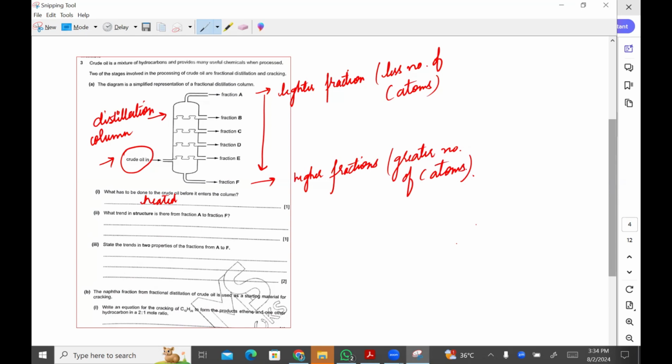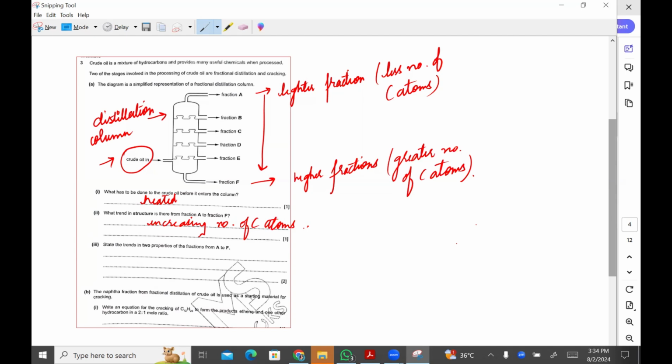So, what trend in structure is there from fraction A to fraction F? Yes, what is the trend in structure? Longer chains down the column. Great, or you can say increasing number of carbon atoms. Or longer chain is also fine.